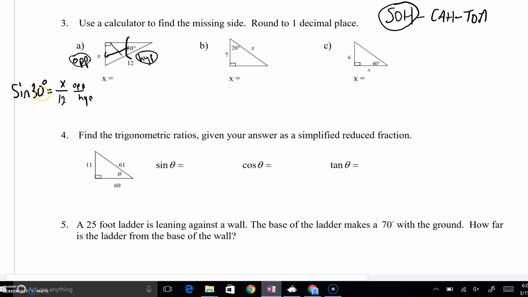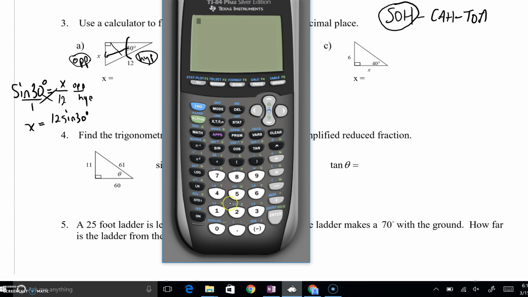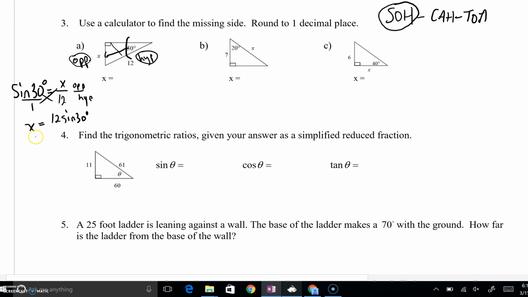What you should be doing, and we've spoken about this before, make sine of 30 go over 1 and cross multiply. 1 times x is just x. Then we'd have 12 times the sine of 30 degrees. What we'll do very quickly is just type in 12 sine of 30, and we'll get 6. That's what this side of x really is. X is equal to 6.